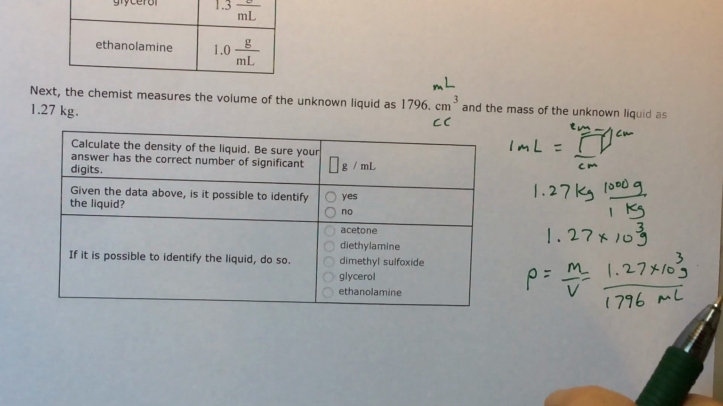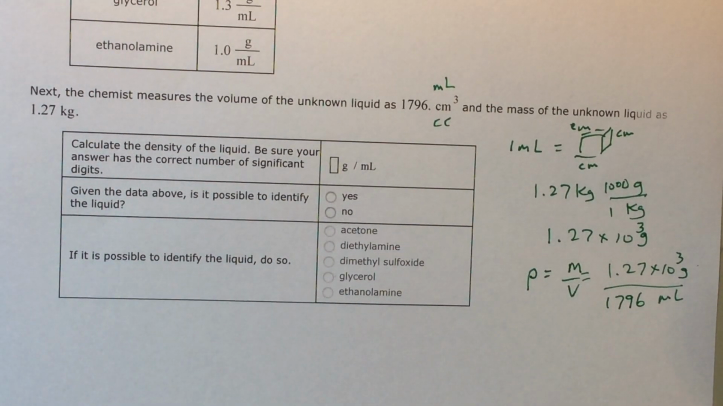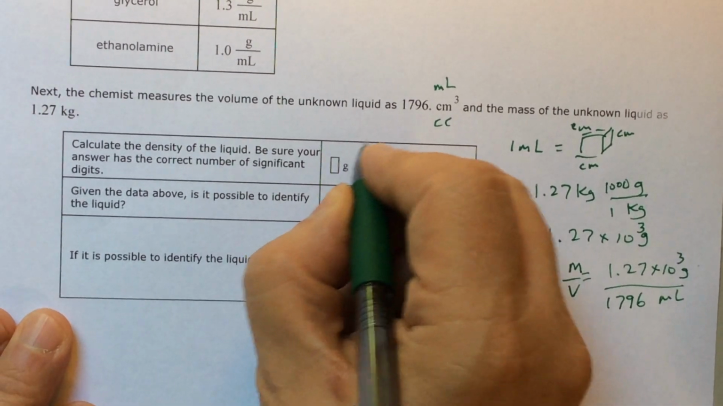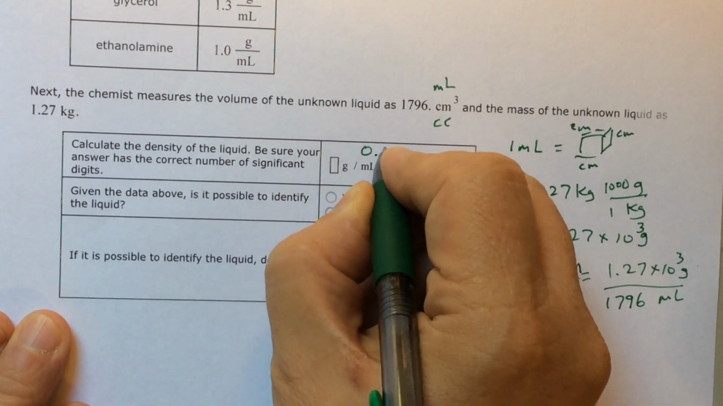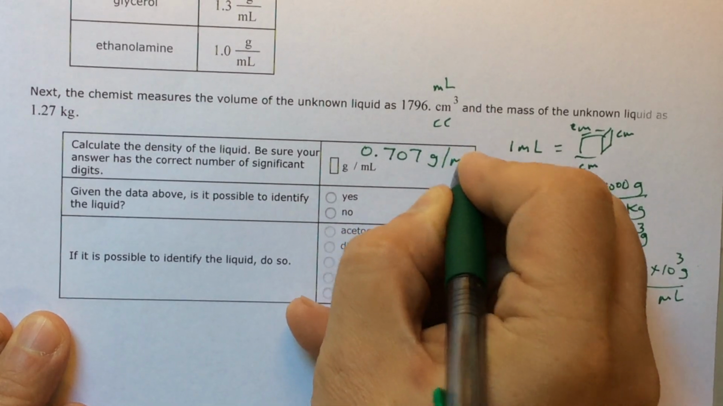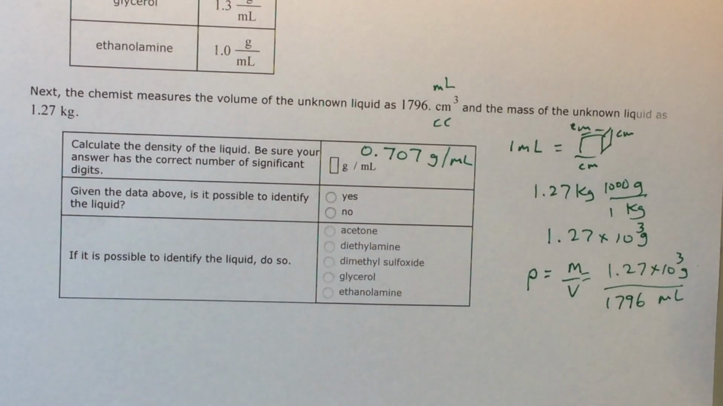That's fine. All right, so what is that? 1.27 times 10 to the 3 divided by 1796. Okay, that's going to be 0.707 grams per mil. So that'd be the answer to the first question.